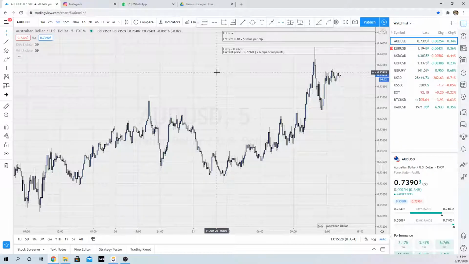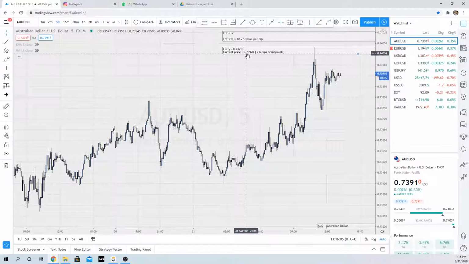Now, I made an example here. Let's say we got into this entry at 0.73910 and the current price is 0.73970. If we bought at this price and it's currently at this price, we are positive 6 pips. If you opened it on a 0.5 lot, you're going to be positive $30 because it's $5 a pip and you're up 6 pips. So $5 times 6 pips, you're going to be up $30. If you're trading on a 1.0 lot size and you're up 6 pips, you're going to be up $60.